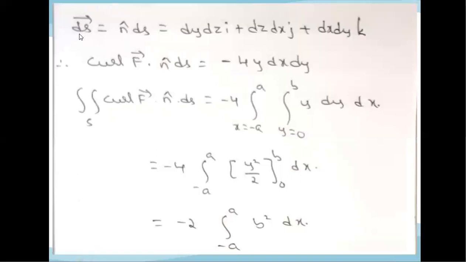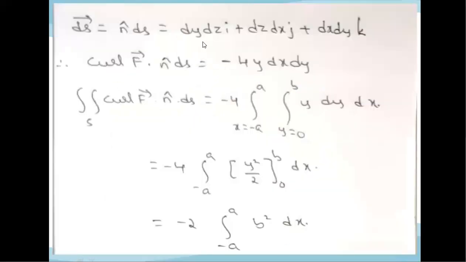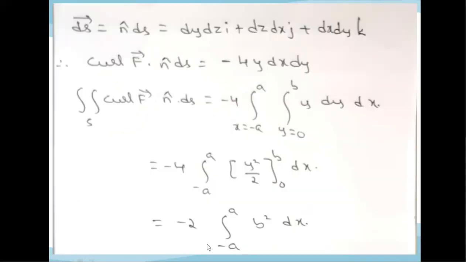As we know, the vector ds is nothing but n cap ds, which is dy dz i plus dz dx j plus dx dy k. So curl f dot n cap ds. Here curl f we got as minus 4y k. So minus 4y k multiplied with this vector: since i and j are not present in curl f, those terms become 0. So when you multiply this vector with this vector, you get minus 4y dx dy. k into k becomes 1.